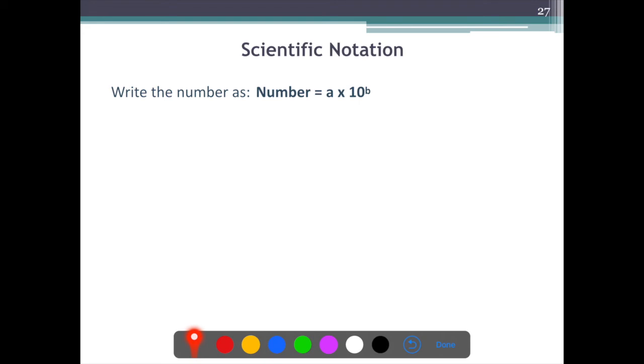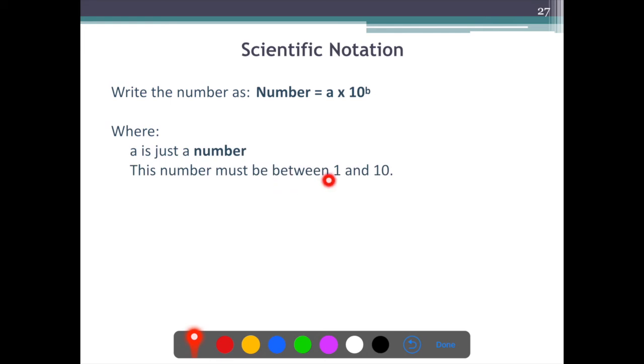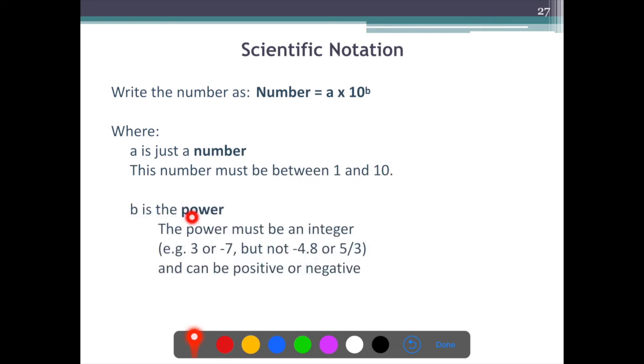So in scientific notation, we write the number as A times 10 raised to an exponent B, where A is just a number that's between 1 and 10, and B is what we call the power or the exponent. The power must be an integer, a whole number, and it can be positive or negative. So for example, 3 or negative 7, but it cannot be a fraction. It cannot be 5 divided by 3 or a decimal like negative 4.8. So it has to be an integer, whether it's positive or negative.